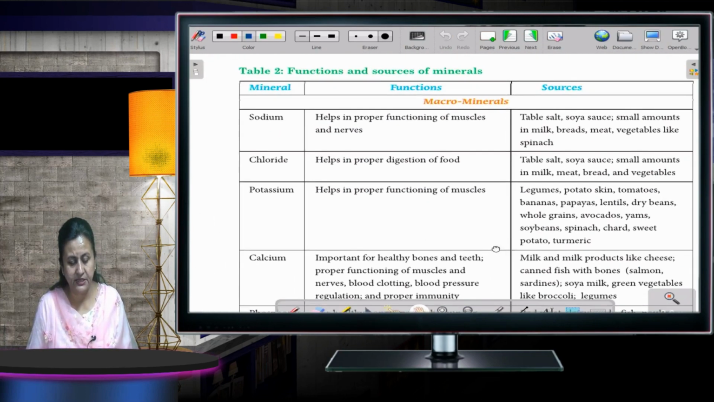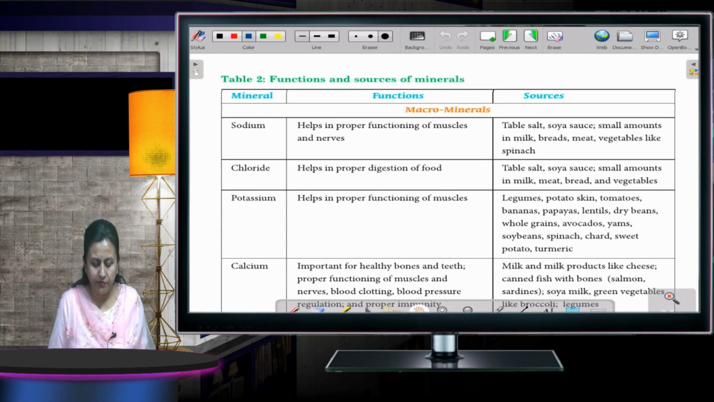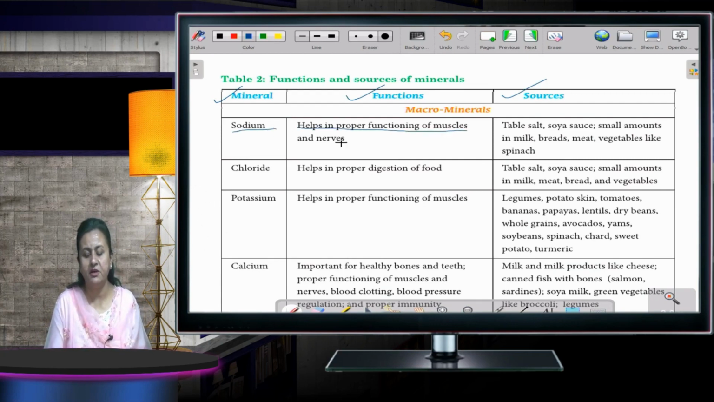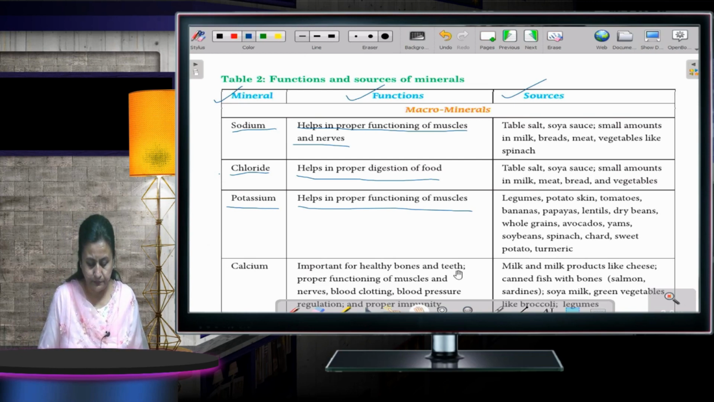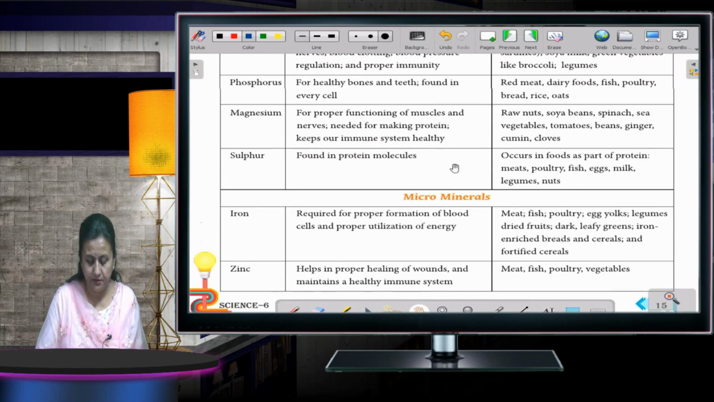Now again there is a table in which they have named the mineral, shown the function and the sources. Sodium helps in proper functioning of muscles and nerves. Chloride helps in proper digestion of food. Potassium helps in proper functioning of muscles. Different minerals, their functions and sources are given in this table. You can just go through it. In the upper table it's all macro minerals and in the lower table it's micro minerals. Okay. Now moving to the next one.